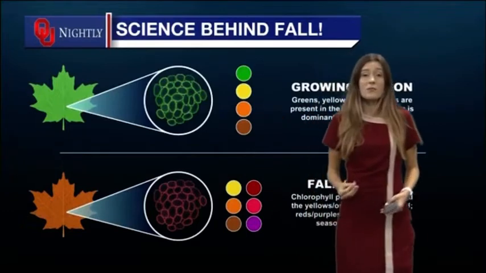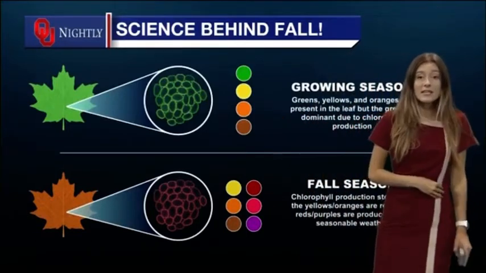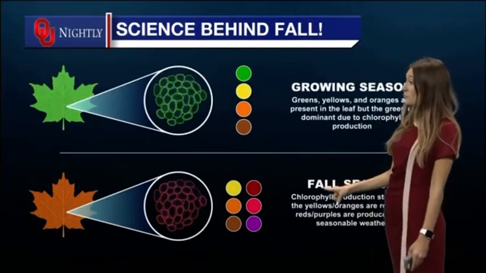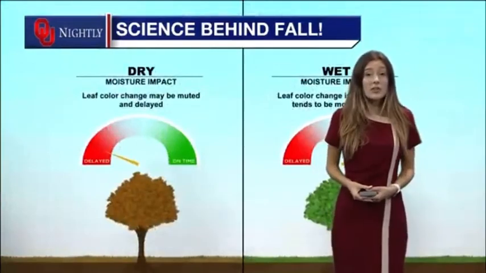Now, during those growing seasons, again, during those warmer months, that's when we're going to see those green and even more muted colors. But as we get further on and later on in the year, that's when we're going to see those brighter pigments.